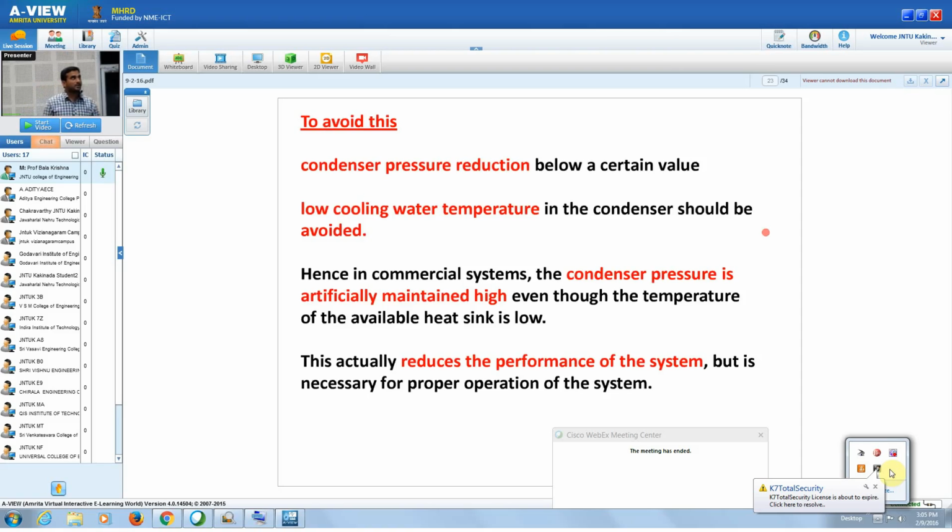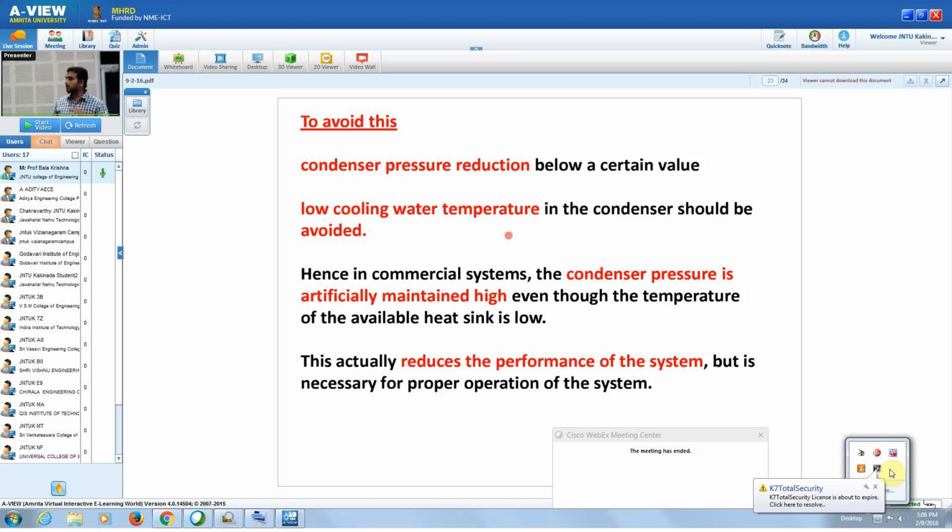Next. To avoid this situation, what they will do is reduce the condensation pressure below a certain level. The pressure of the fluid inside the condenser will be reduced. This will reduce the problem of crystallization, and lowering the cooling water temperature in the condenser should be avoided. That is, the temperature of the fluid flowing inside the condenser.